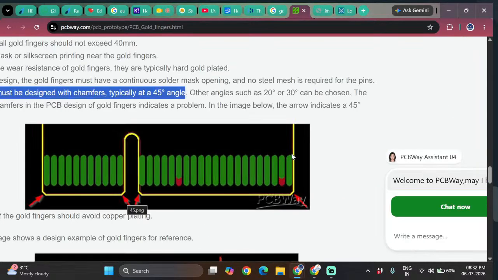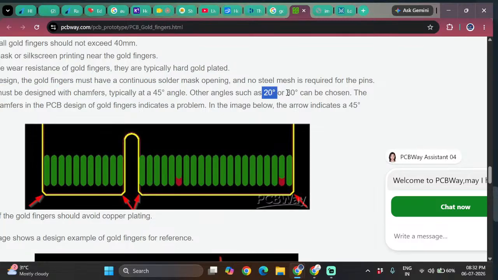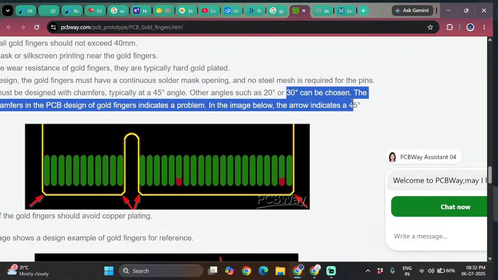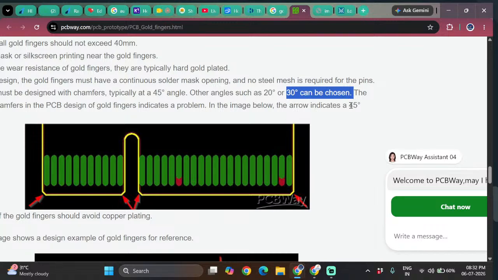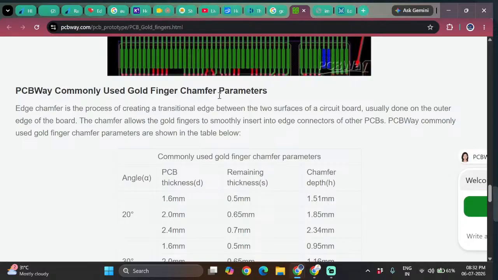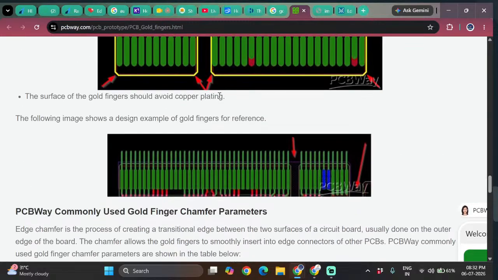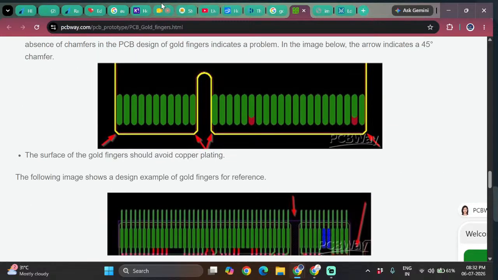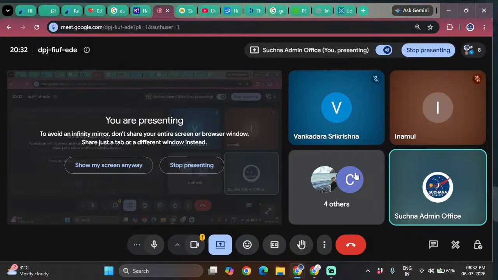So you can also choose 20 degree or 30 degree, but what I told is don't go with 20. At least 30 can be chosen sometimes depending upon the situation. 45 is the standard value. We can also observe 30 degrees, but don't go with 20 degrees. That's what I'm specifying. We never go with 20 at Suchna. So those are the common rules about gold fingers.